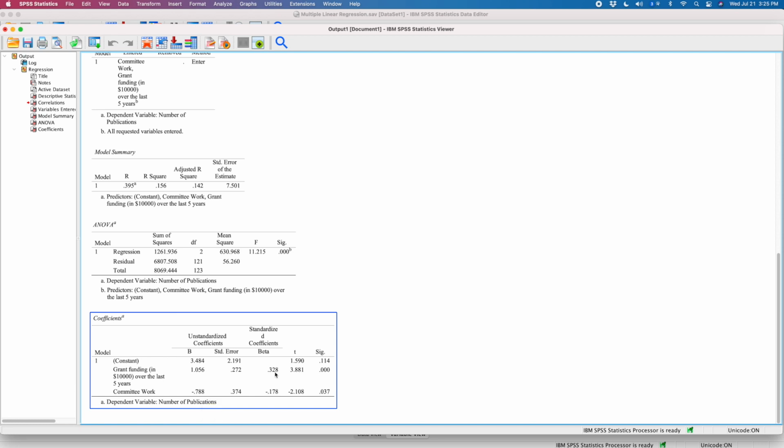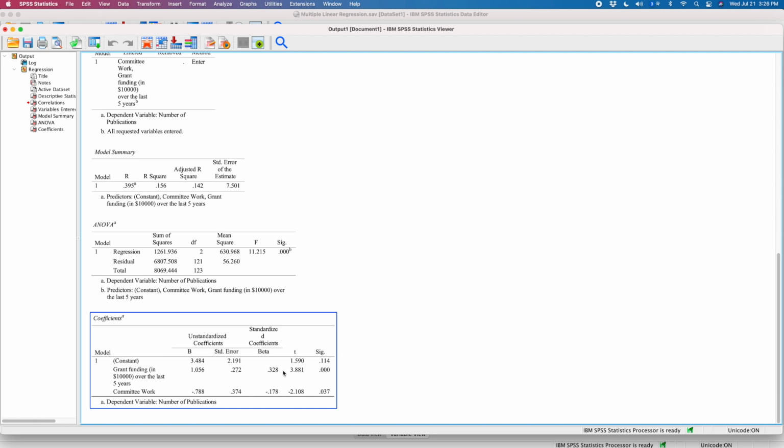I can move to the standardized betas, and the standardized betas show me exactly what the betas are if we take the unit effect out of it. And I'm going to interpret that in its absolute. I can now see that grant funding has a stronger push on the dependent variable than committee work. Forget that committee work drives it down. Yes, it is a negative relationship, but if I want to compare them, I will compare them in their absolutes. 0.328 is larger than 0.178, indicating that there is a harder push against that number of publications.